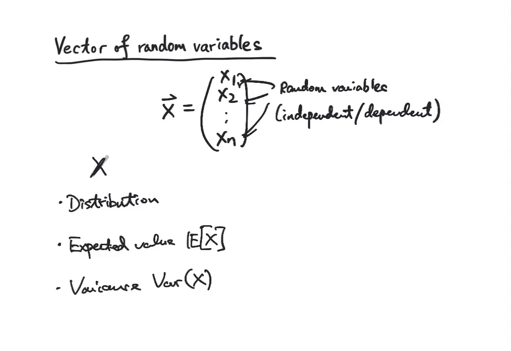Here, we will try to do basically the same thing on this vector random variable. How do we define the distribution, how do we define the expected value, and how do we define the corresponding variance? Now let's start with the first thing. The first one will be the probability distribution.